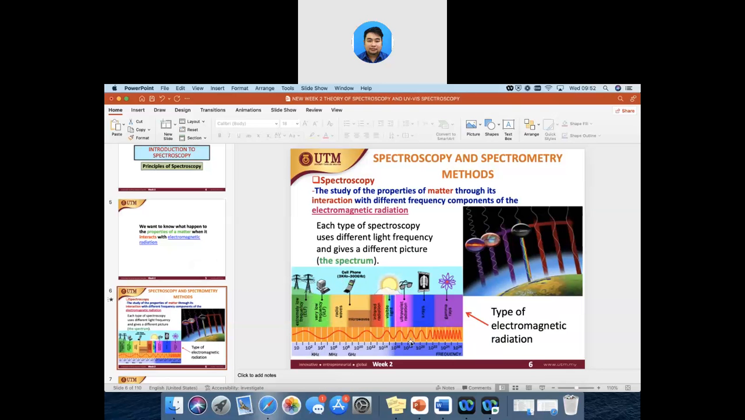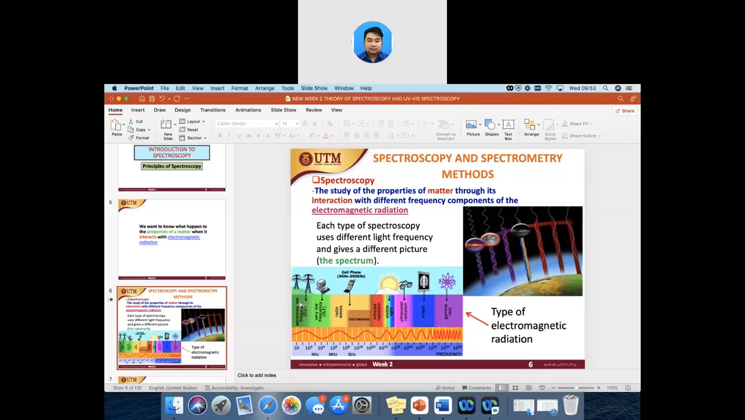of electromagnetic radiation. We have extremely low frequency, very low frequency. We have radio waves, which usually is being given out by our handphones. We have microwaves. We have infrared radiation. We have visible light, and towards gamma rays. So all of these are types of radiations, which if they come upon our analyte, the analyte would give some sort of signal.